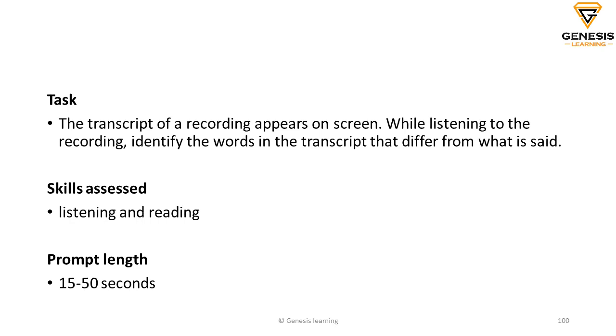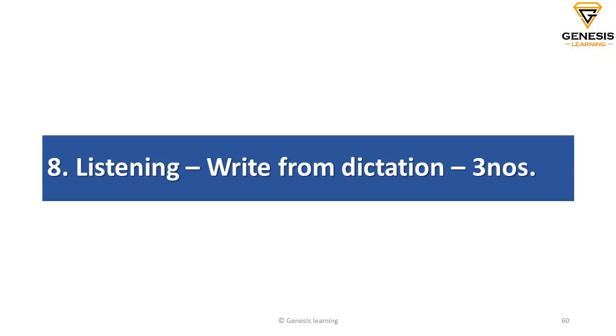So you have to move your mouse along the transcript, and if that word is different, you click it. You move, click, click, click. That's it. You don't have to type anything. However, you should be very careful. If you click something wrong, you will get a negative mark.